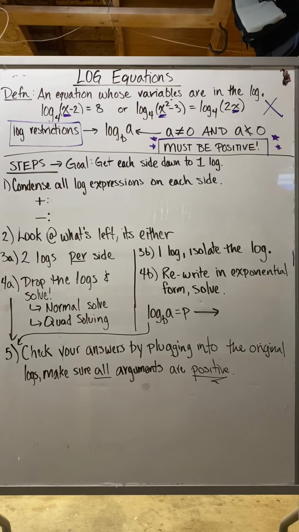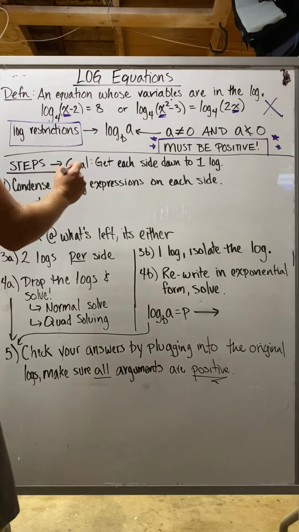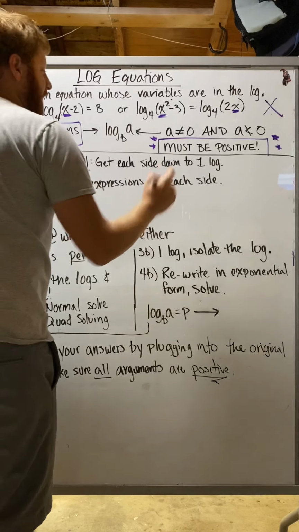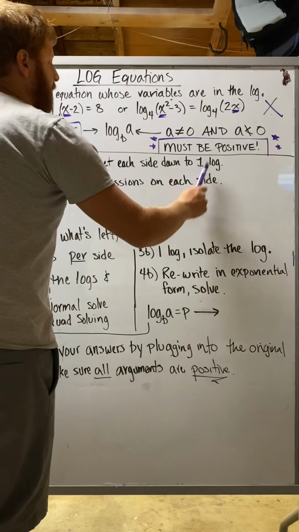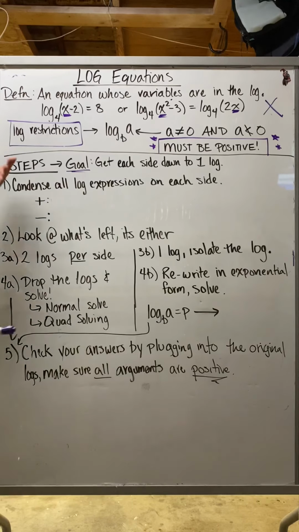So how do we solve these things? Well, the big goal here is to get each side down to one log. Sometimes you won't have a log on each side. You're only going to have it on one side. That's okay. But wherever you see an equal sign, if there's a log there, you need to get them down to one single log. So here are our steps.